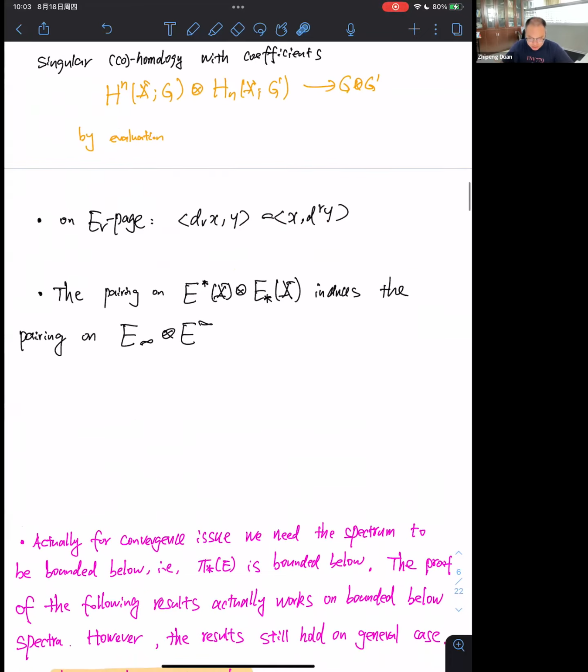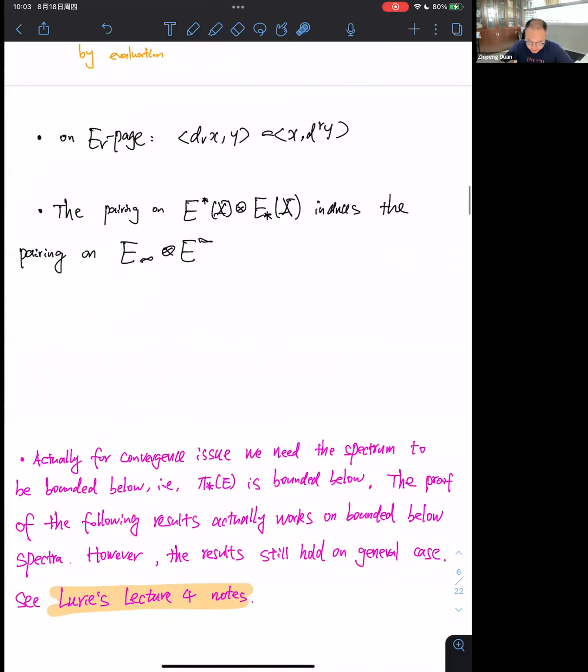And the third property tells you that this pairing on spectral sequences is natural. It's because we also have a pairing on the convergent terms. We have defined a pairing on E cohomology of X tensor E homology of X, and this pairing will induce the pairing we have on the infinity page.